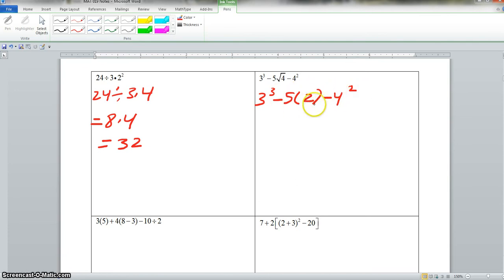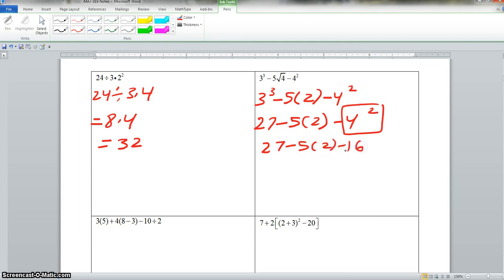This parenthesis here, there's nothing more we could do with it, so we don't count that as an order of operation. But we know our next step will be to do the exponents. So we have 3 to the third power, which we know means 3 times 3 times 3, which is 27. Minus 5 times 2 minus 4 squared. Now we do the next exponent. The only thing that's squared here is this 4, not this minus sign. So we know 4 times 4 is 16, so it'll be minus 16.